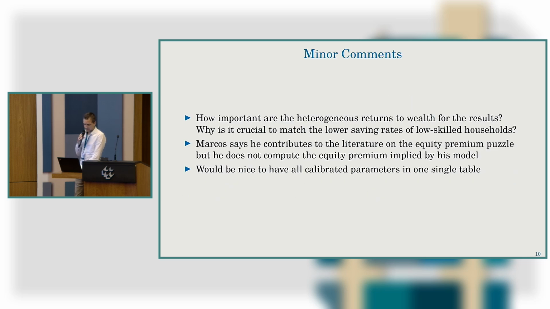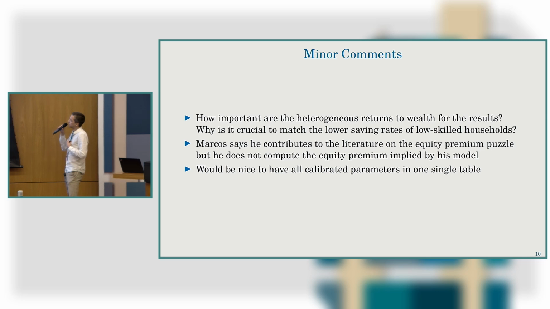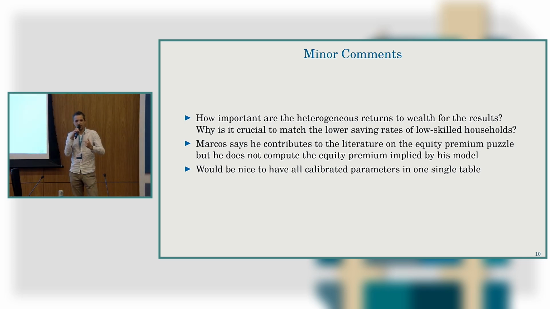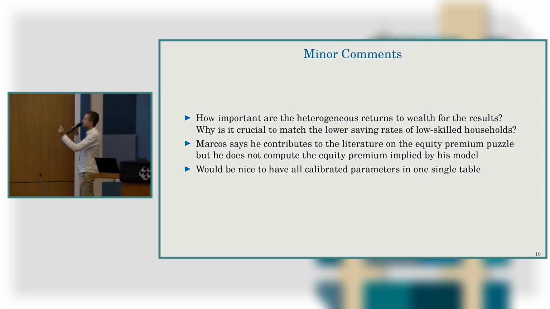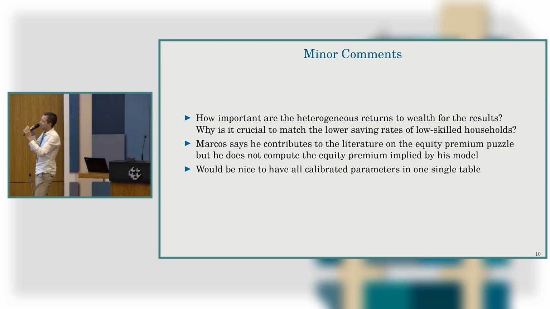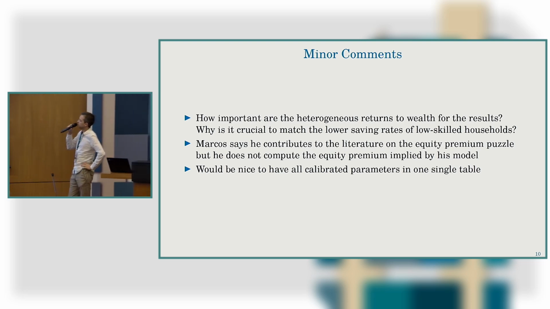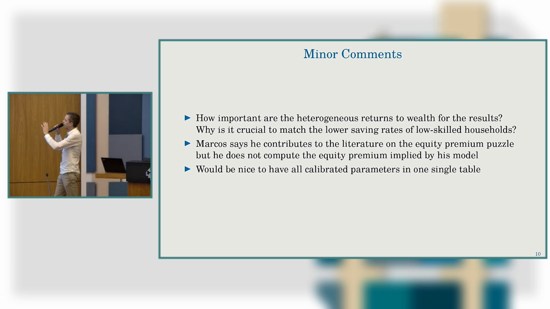There are some minor comments here. You don't really explain why it's crucial to match the lower saving rate. I know it's a stylized fact, but wouldn't you have that if you constrain households, even without this spread? You would still have the constrained households save less. So I'm not sure to what extent this spread, these heterogeneous returns, are that key for the results here.